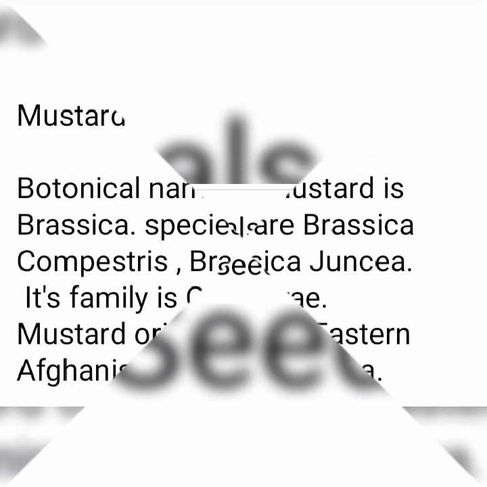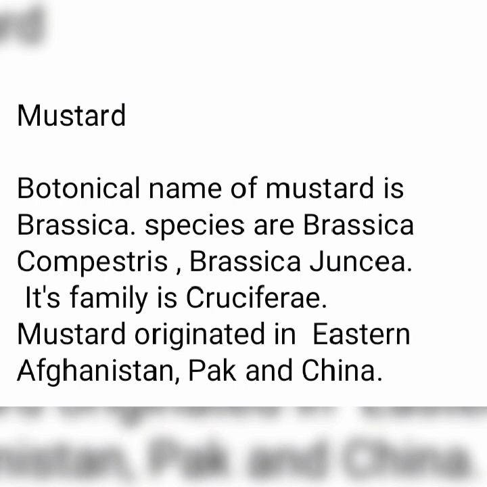Going to discuss soil and chemical requirements for Rabi crops, especially seeds. The first seed is mustard. The botanical name for mustard is Brassica, and the species that are commonly sown are Brassica campestris and Brassica juncea. Its family is Cruciferae, and its place of origin is eastern Afghanistan, Pakistan, and China.